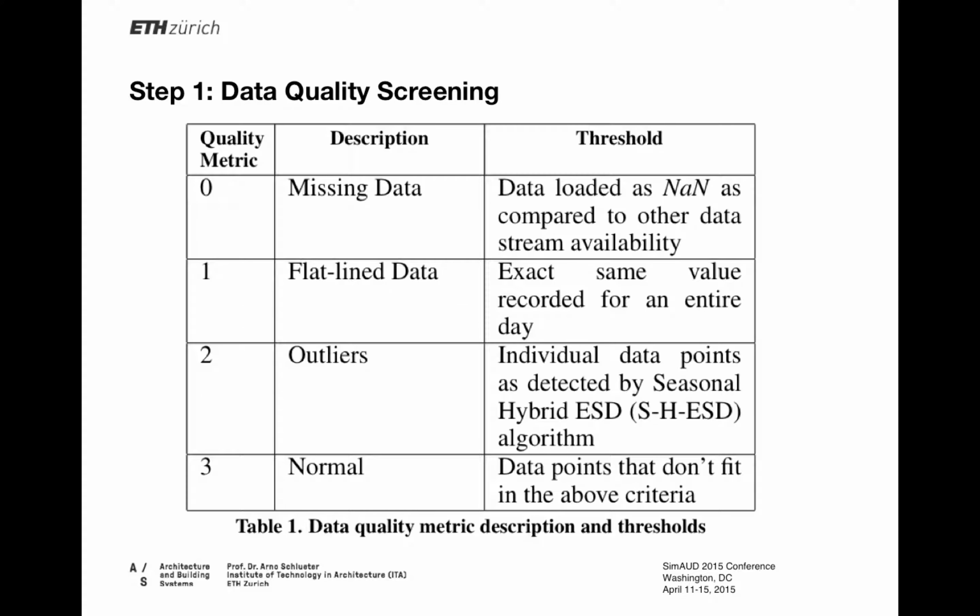So within the screening, each of the timestamps for each of the power meters was assigned a quality metric. The first one's missing data, so it's just no data being stored. One is flatline data. Two are outliers, which are detected using a seasonal hybrid ESD algorithm, which was developed for time series data, which I'll talk a bit about. And then three, which is normal. So anything that's left over.